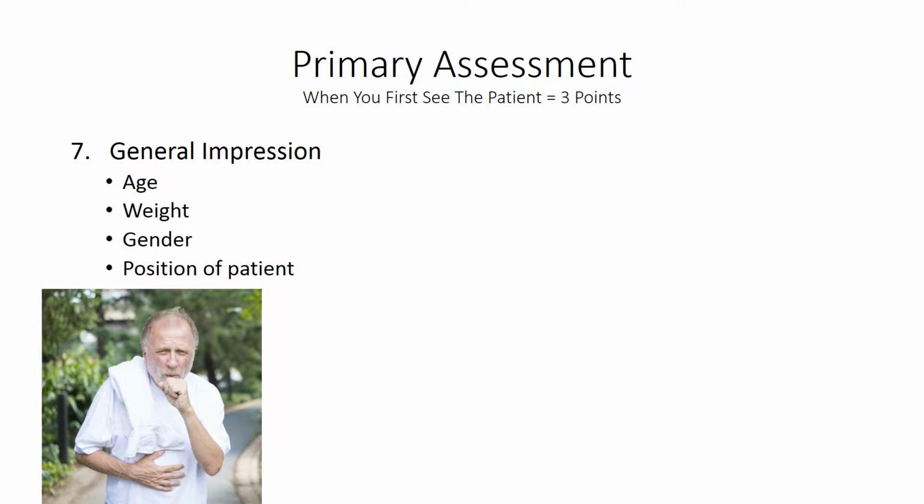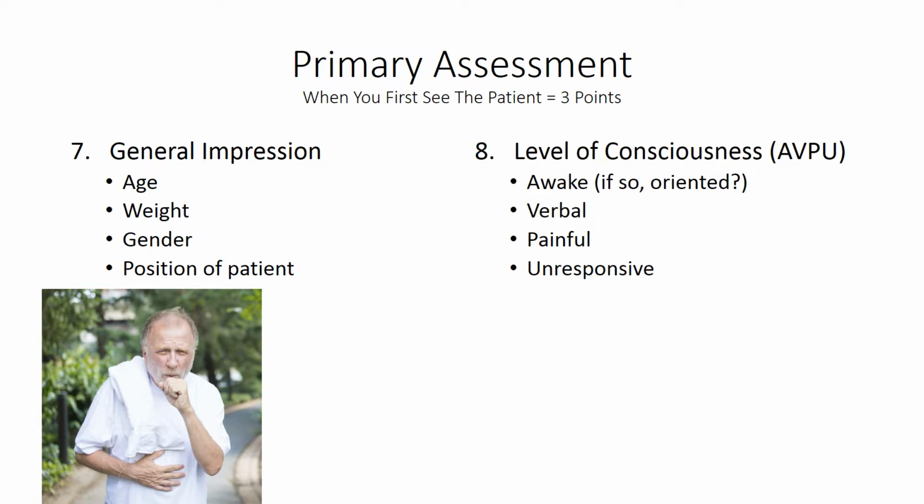You will receive the next 3 points simply by assessing the patient when you first lay eyes on them. For example, here is a picture of the patient in the white shirt, and you can guess his age, weight, gender. You can recognize that he is standing. You can recognize that he is awake to you. He is watching you with his eyes as you approach.